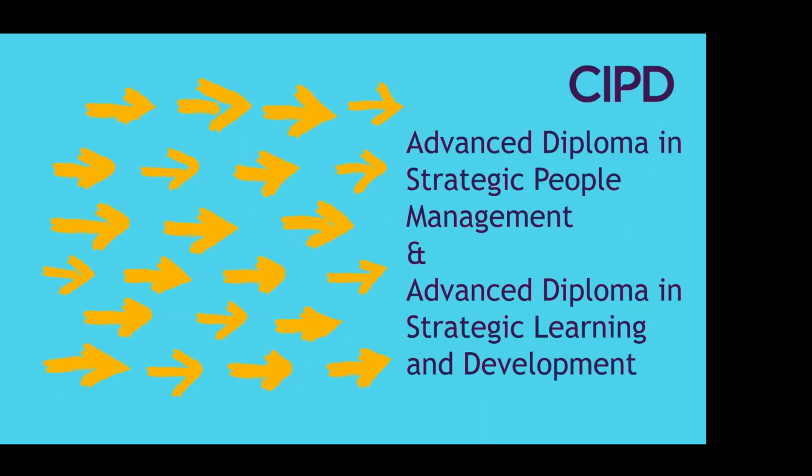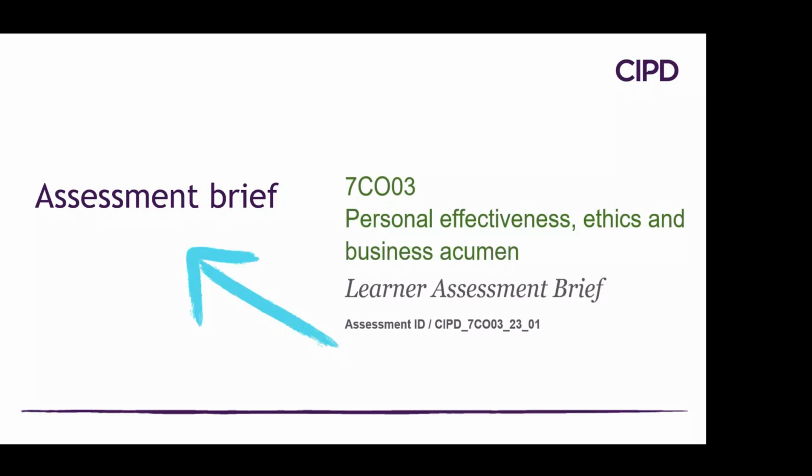Okay, everyone, this is a webinar relevant to these two qualifications, as you can see on the screen: the Advanced Diploma in Strategic People Management and the Advanced Diploma in Strategic Learning and Development. The focus of this webinar today is what we call Unit 3, so 7CO03, Personal Effectiveness, Ethics and Business Acumen.